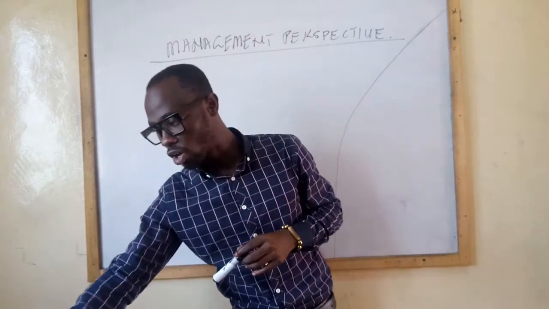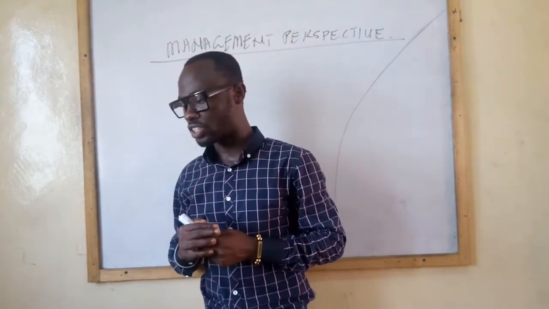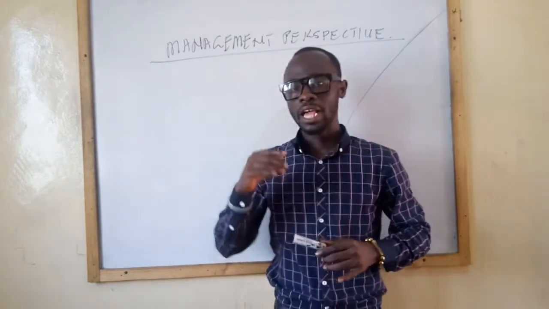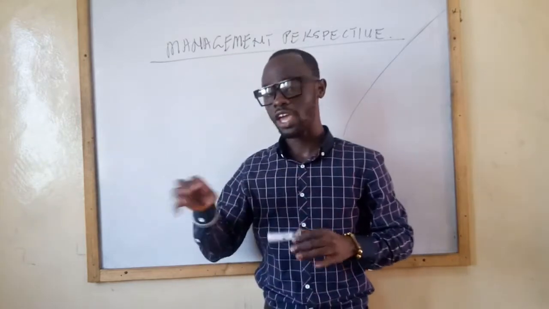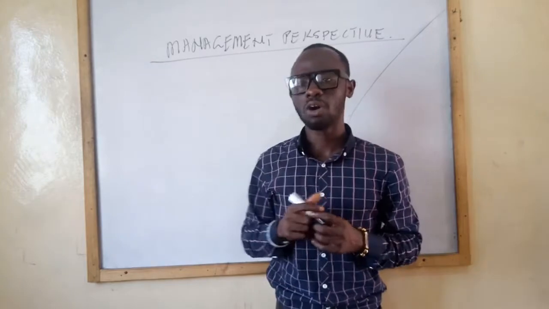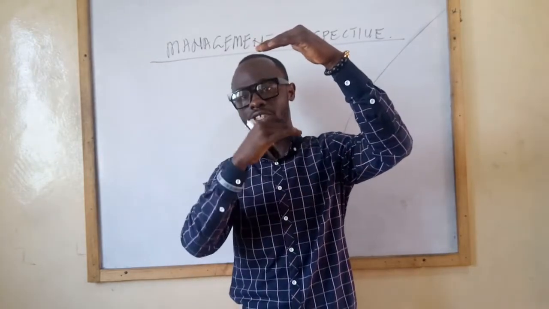Then we have the holding company structure. This is an extreme form of divisionalization where each division is a separate legal entity. So here it is like a divisionalization, but each division is a separate legal entity on its own. So it is more or less like a parent or a group structure. So we have the parent company and we have the subsidiaries.